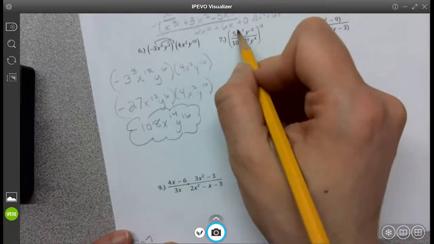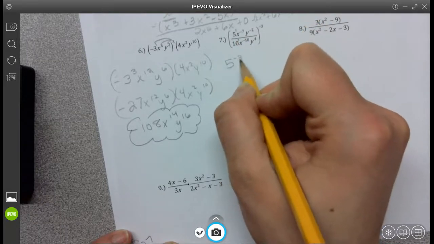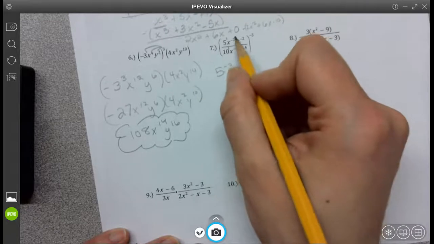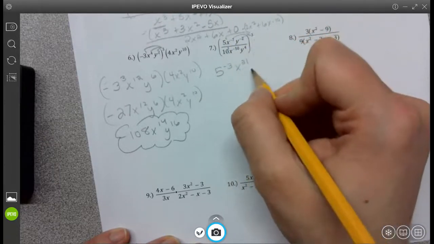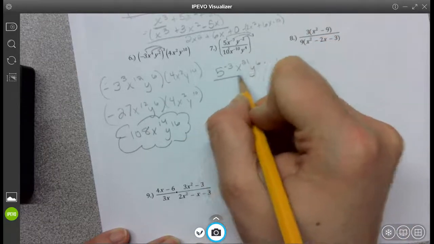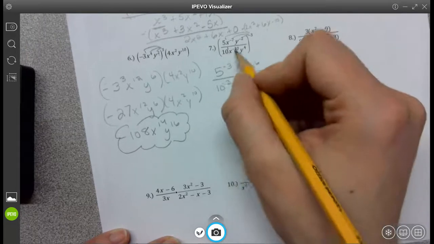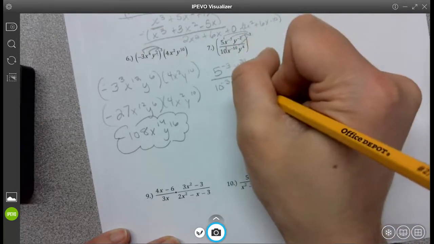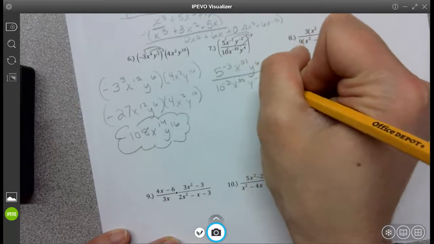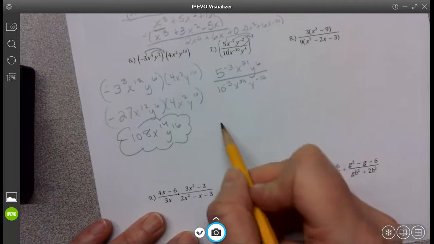Okay, this is going to be the same thing, power raised to a power. 5 to the negative 3rd, x to the 21st, y to the 6th, all over 10 to the negative 3rd, x to the, well, no, it's positive 30th, y to the negative 12th. Before I subtract or simplify, let's just move things.